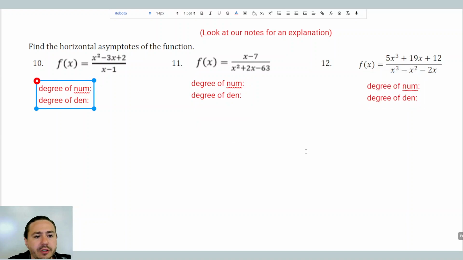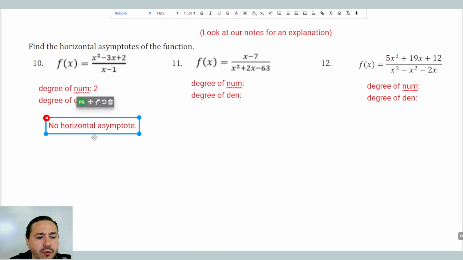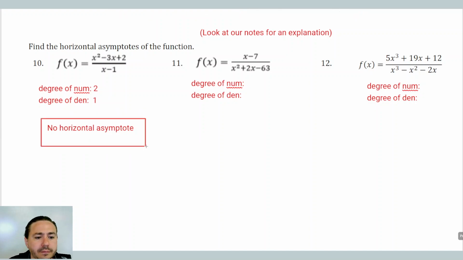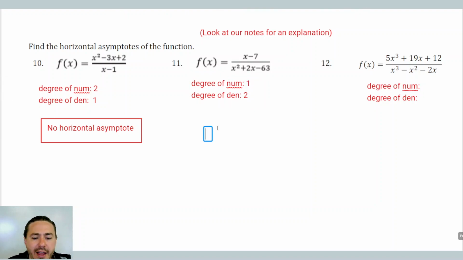So for number 10, the degree of the numerator is 2 and the degree of the denominator is 1. So when the degree of the numerator is larger, we say there is no horizontal asymptote. That'll just be true anytime the numerator has the larger degree. If the degree of the denominator is smaller, like in this one, so the degree of the denominator is 2, but the degree of the numerator is 1, then we're going to say that the horizontal asymptote is the x-axis, or y equals 0. And that's just going to be true no matter what else is going on. As long as the degree of the denominator is bigger, it's going to be y equals 0.